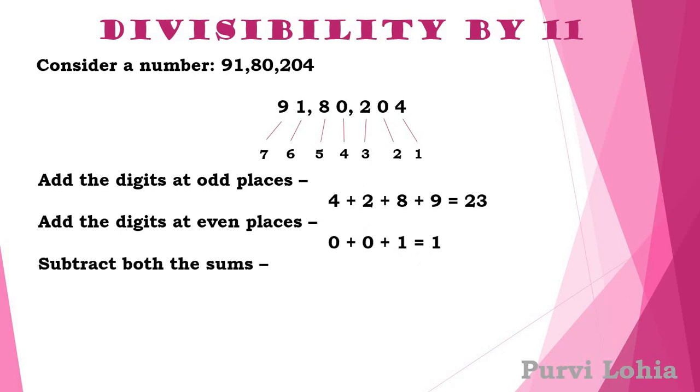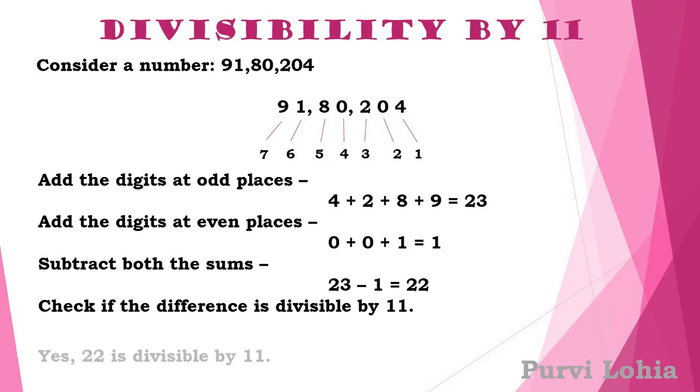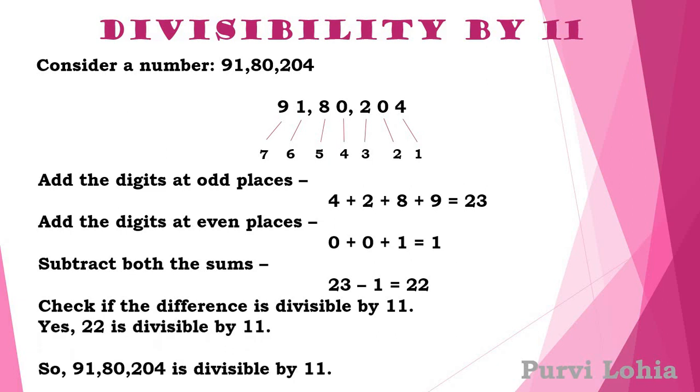Now subtract both the sums. Now whichever is bigger, you subtract the smaller number from that number. Okay, so 23 is bigger, so you will write 23 minus 1, that will come 22. Now is 22 divisible by 11? Of course it is. 11 2s are 22. Okay, so 91,80,204 is also divisible by 11. Understood? Like this we check the divisibility of 11.